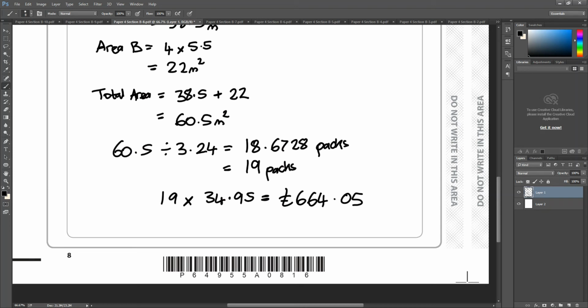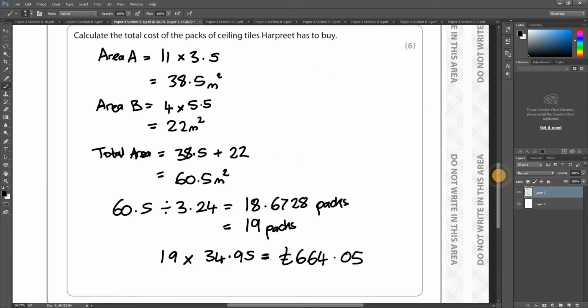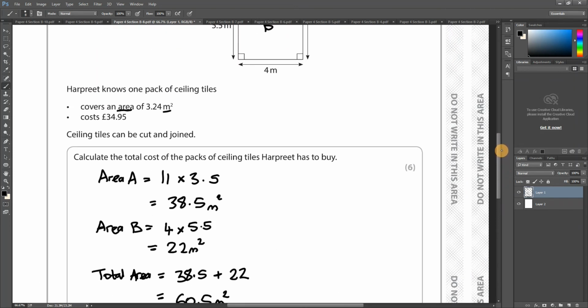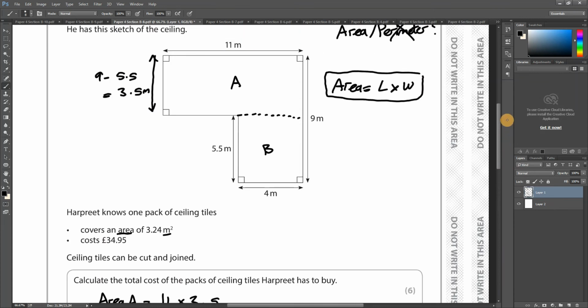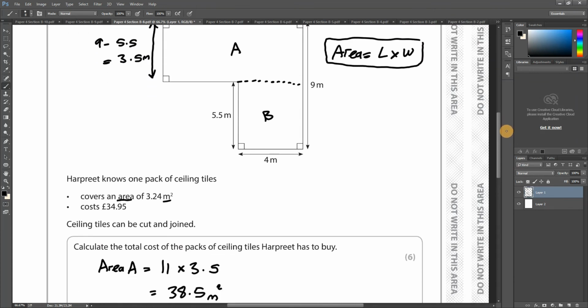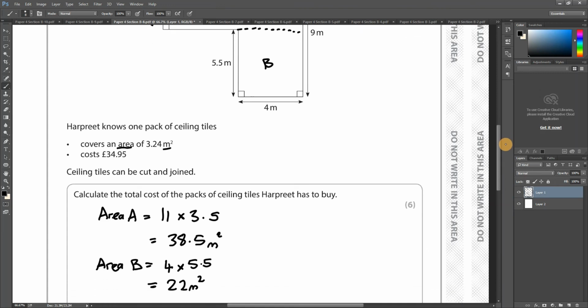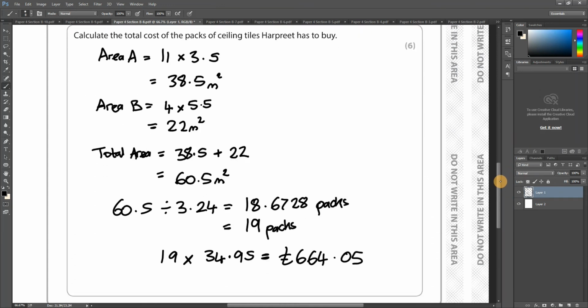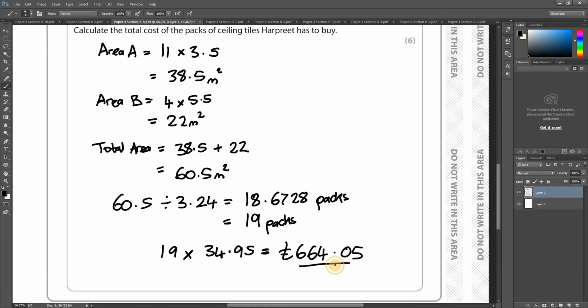Yep, that should be 6 marks right there. Just double check. Yep, we've used all the information. Calculate total cost. Yeah, definitely that's 6 marks right there. Yep, that's done. Okay, let's move on to the next one.